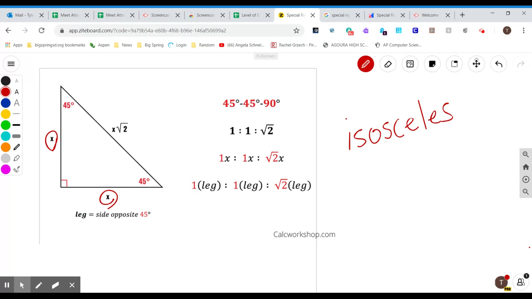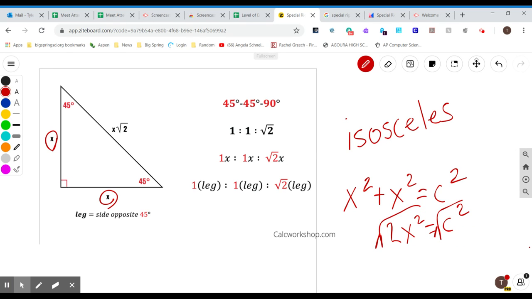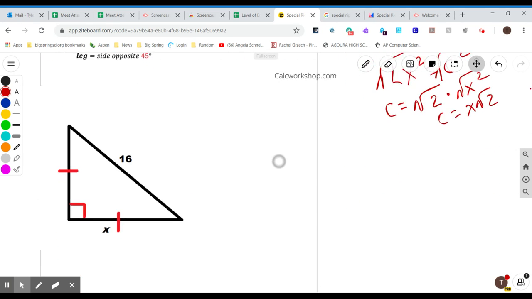Now we could also do Pythagorean theorem, right? The hypotenuse squared. Notice when we square rooted both sides, c would equal the square root of 2 times the square root of x squared. Well, the square root of x squared is just x, so that's where the x root 2 comes from. So some example problems here.